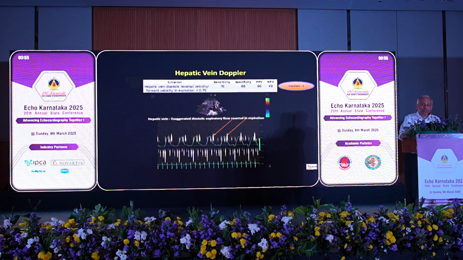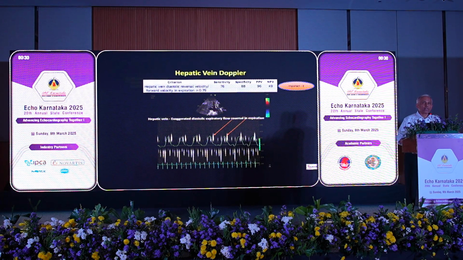And when you put on the pulse Doppler and you put on the respirometer, you can see that the expiratory point where the limb comes down. So that is where very rhythmically you can see that point where it is very prominent. So that is called the exaggerated diastolic expiratory flow and reversal in expiration. So if you can establish, now you have a patient whom you know that you're dealing with constriction.